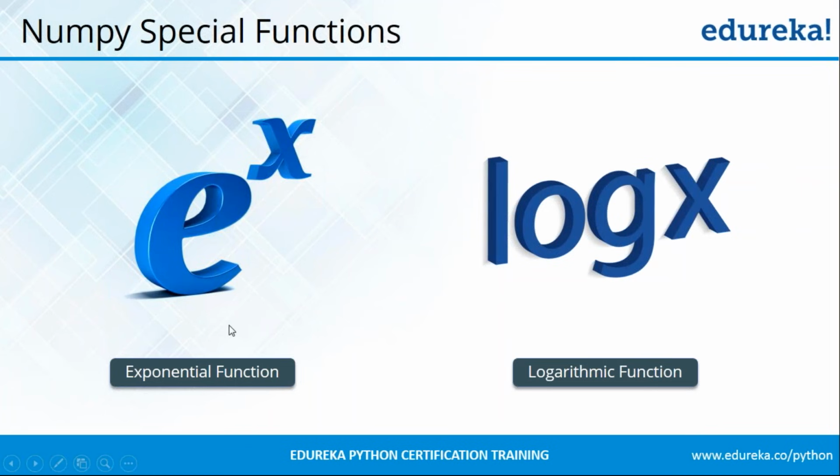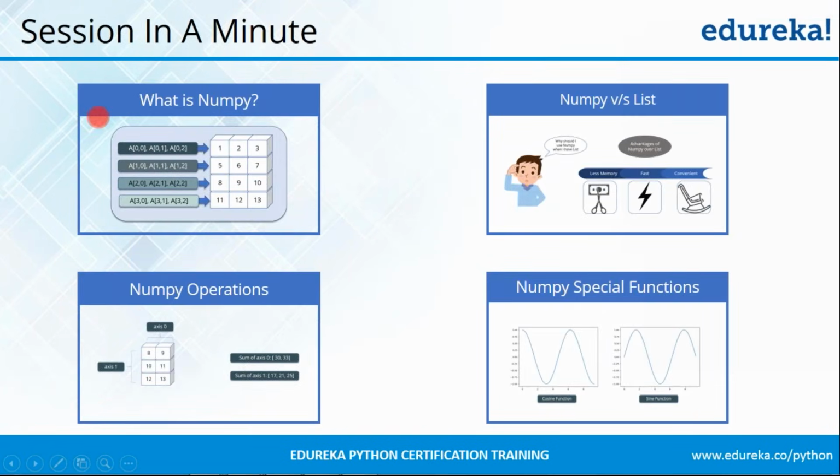Alright, fine guys. So let me give you a brief summary of what all things we have discussed. First, we saw what exactly is NumPy. Then we compared NumPy with lists, and we understood why we use NumPy instead of lists. Then we saw various NumPy operations like slicing, stacking, addition, subtraction, multiplication, all those things. Then we focused on certain special functions like sine and cosine functions.